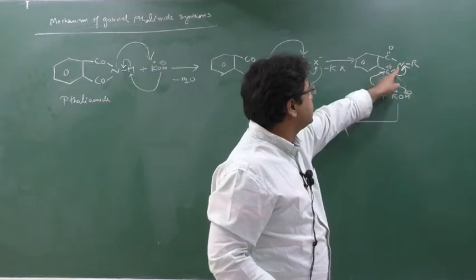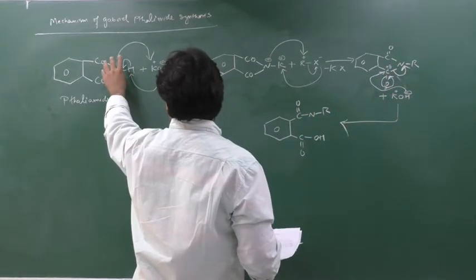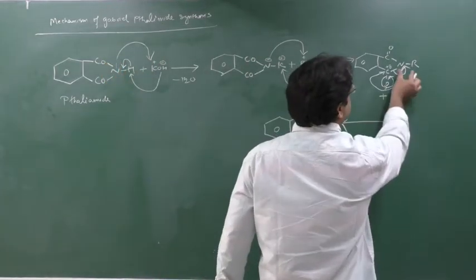Out of this KOH, here see, the first time KOH has reacted with this NH portion. This N portion has already reacted with KOH once. Now KOH will not react with NR.